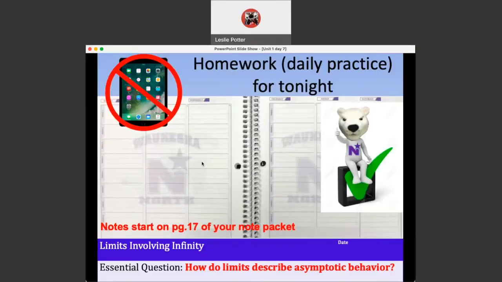Okay, this is the notes for Unit 1, Day 7, and they start on page 17 of your packet. So today's focus is going to be limits involving infinity. So we know infinity is that sideways 8, right? The symbol. And infinity, of course, means a number that is so far away from 0 that we don't really give it a value. And so that's what we're talking about, is how do we find limits when infinity is involved? Okay, so our central question then is, how do limits describe asymptotic behavior?